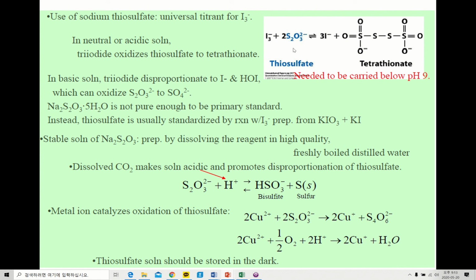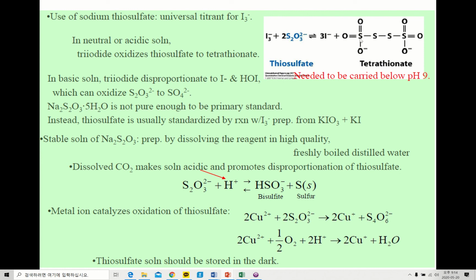But the stoichiometry is not 1 to 1 but 1 to 2. One triiodide reacts with 2 thiosulfate, and this thiosulfate becomes tetrathionate here. What's the oxidation state of sulfur here? Yeah, this is the reducing agent, and after the reaction, the sulfur oxidation state increased. Now here, the oxidation state of this sulfur is +2. And here, what's the oxidation state of sulfur?